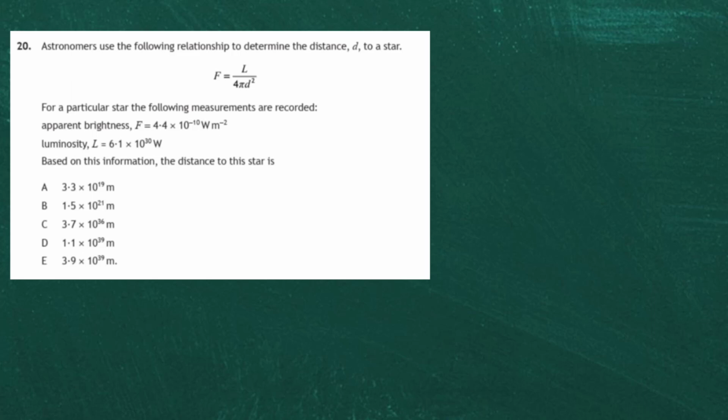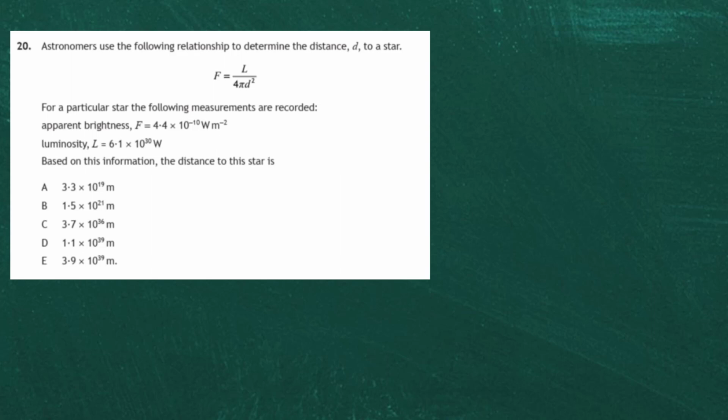Question 20, the last question from section 1 of the 2017 Higher Physics examination from the SQA. Astronomers use the following relationship to determine the distance d to a star. F equals L divided by 4 pi d squared. For a particular star, the following measurements are recorded. Apparent brightness F equals 4.4 times 10 to the minus 10 watts per meter squared. And the luminosity L is equal to 6.1 times 10 to the power 30 watts. Based on this information, the distance to the star is, and we're given our 5 responses.